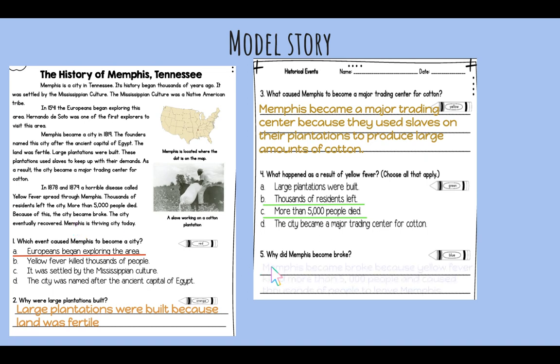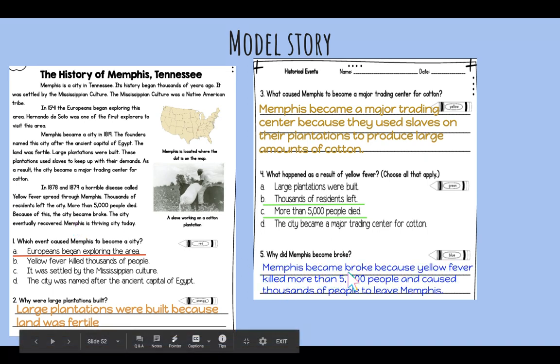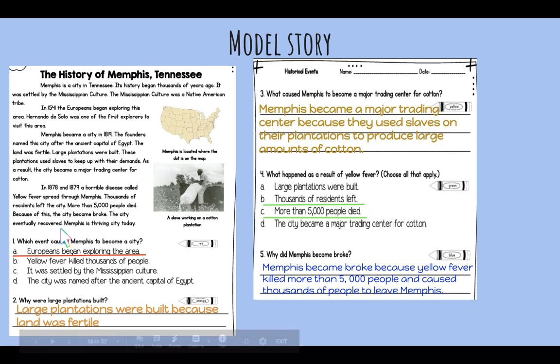Okay, let's see. Memphis became broke because yellow fever killed more than 5,000 people and caused thousands of people to leave Memphis. Perfect. Okay, so yes, a city that was broke officially when the yellow fever broke out, and it caused a lot of people to die and be really sick and to leave the area. So then they had no people to help keep their community running.